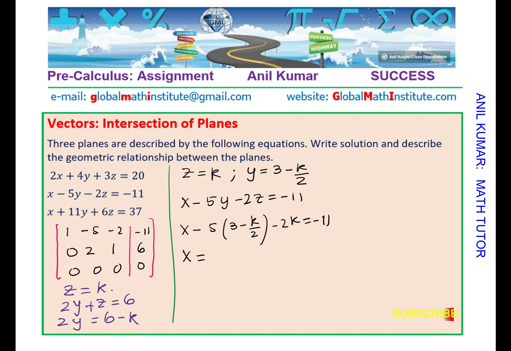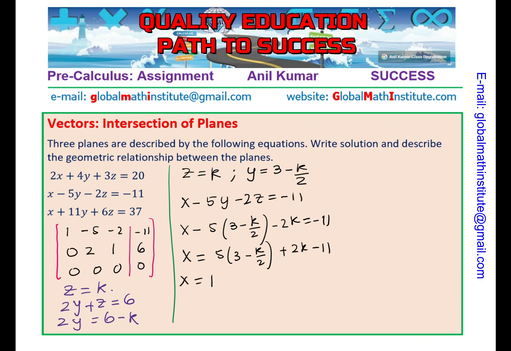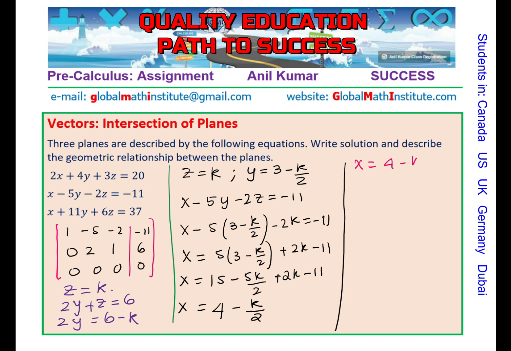So x will be equal to, taking all these terms to the right hand side, we get 5 times (3 minus k by 2) plus 2k minus 11. So x is equal to 15 minus 5k by 2 plus 2k minus 11. x is equal to 15 minus 11 is 4, right? And combining these terms, we get 5k by 2 minus 2k, which is k by 2. So we get x as 4 minus k by 2, right? Okay. So we have our solution now, which is x equals to 4 minus k by 2, y equals to 3 minus k by 2, and z equals to k. So that is the solution.